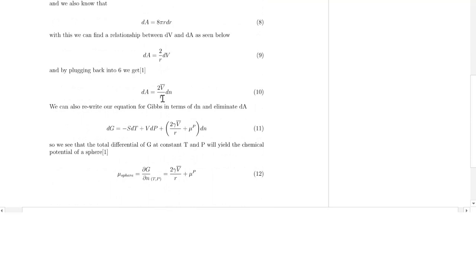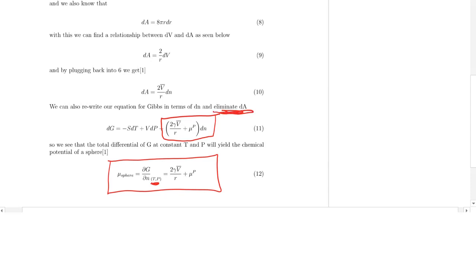But we introduced and we got this key expression right here, and this is what I want you to focus on. The chemical potential for a sphere at constant temperature and pressure, remember, there was this whole derivation of getting rid of the dA. So we wanted to eliminate the dA term right there and rewrite it in terms of dN.